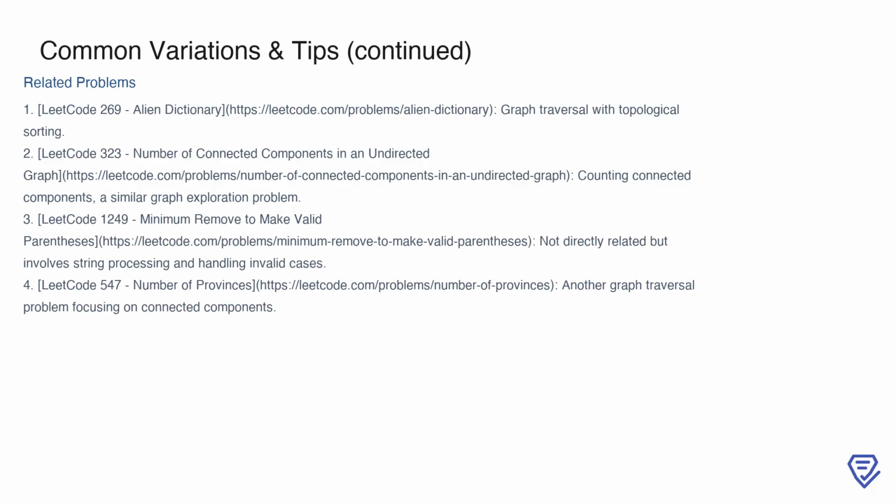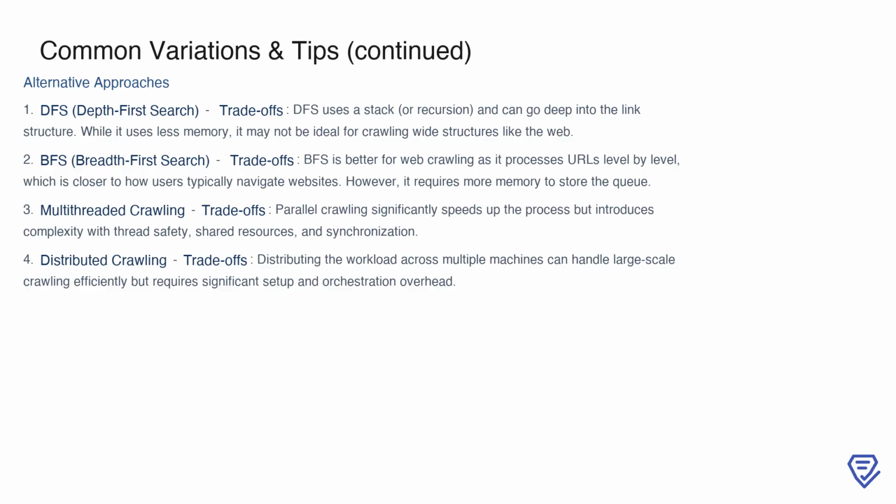When designing your web crawler, it's important to assess different algorithmic approaches and their trade-offs. For example, depth-first search, or DFS, uses a stack or recursion to explore deeper into the link structure. While it has lower memory requirements, it may not be ideal for wide structures like the web. On the other hand, breadth-first search, or BFS, processes URLs level by level, making it more suitable for web crawling as it mirrors how users navigate. However, BFS typically requires more memory to maintain the queue.